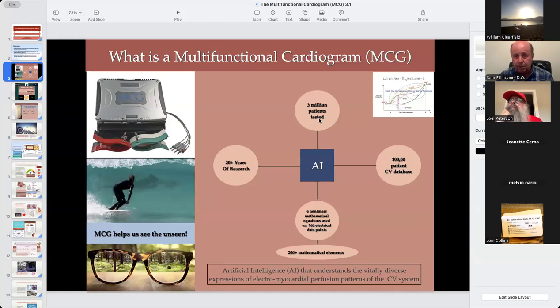We've got over 3 million people tested with it. It's gone through 25 years of research now. We used a 100,000 patient cardiovascular database to understand what these different signals meant. And there's a lot of fancy math that goes into this artificial intelligence equation.